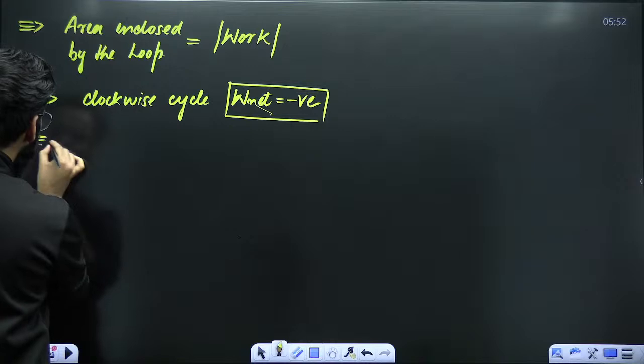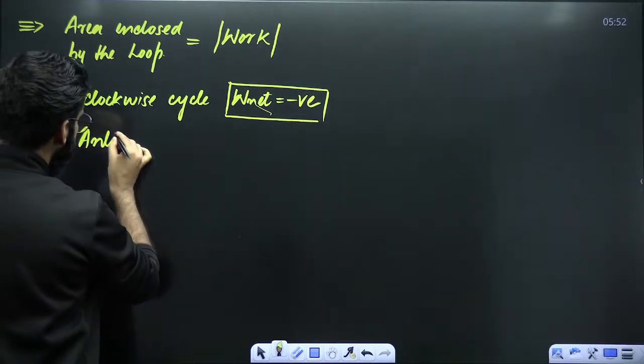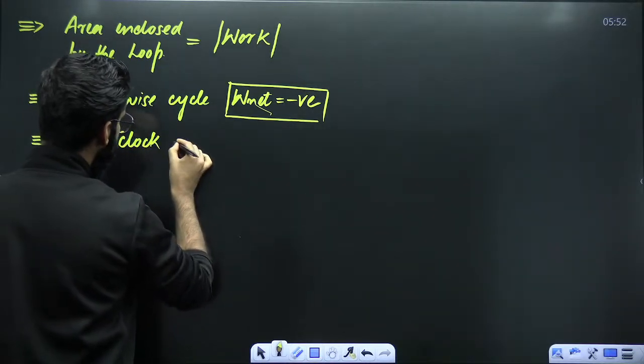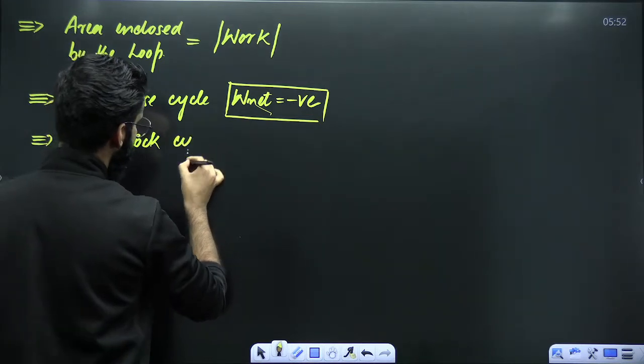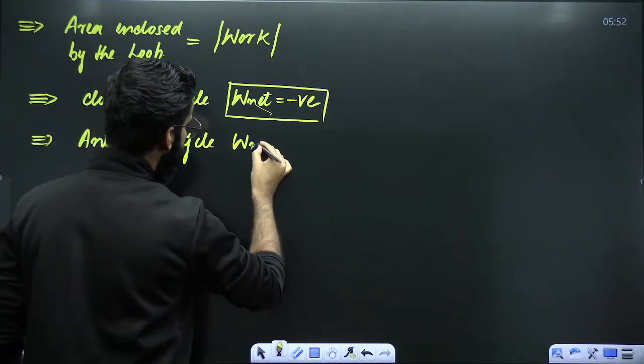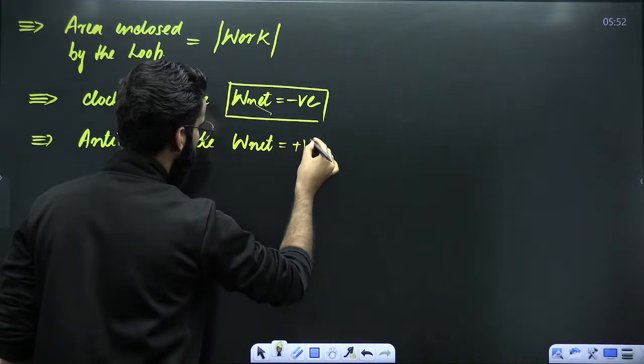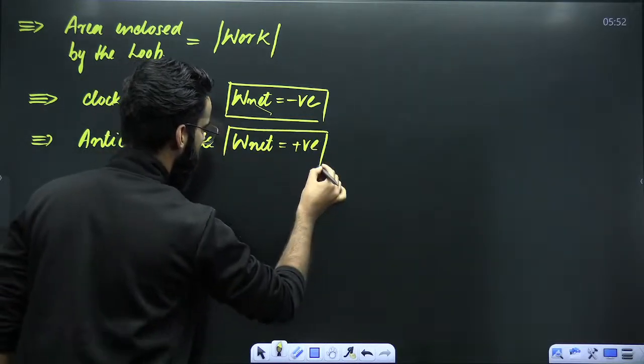And similarly, during the anti-clockwise cycle, the value of W net will come out to be positive.